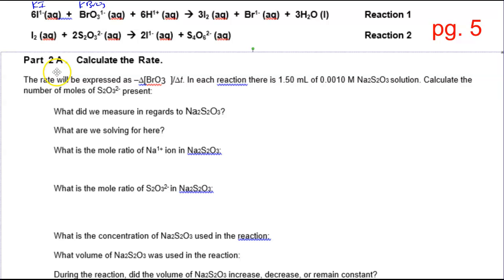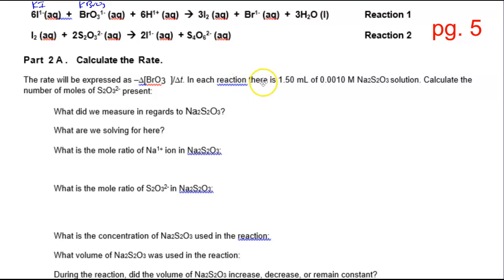Okay, so we're going to calculate the rate. You should remember from the beginning of this unit, we set up a formula that looked like this: negative change in concentration over change in time. Remember, this negative symbol just means that it's decreasing over time, because as the reactants are consumed, they're being used up. So the rate we will be expressing is the change in bromate over time. That's how we're going to determine the rate.